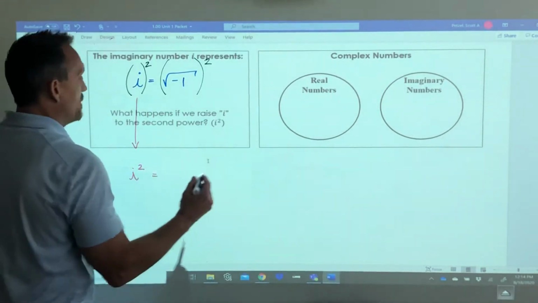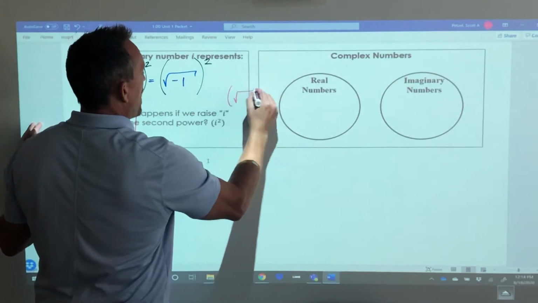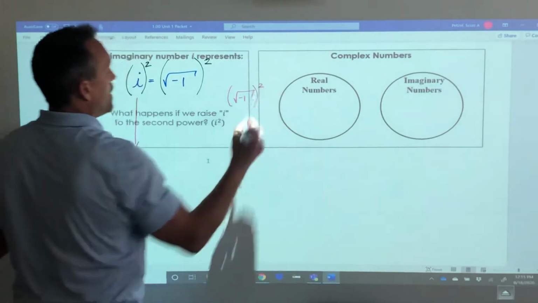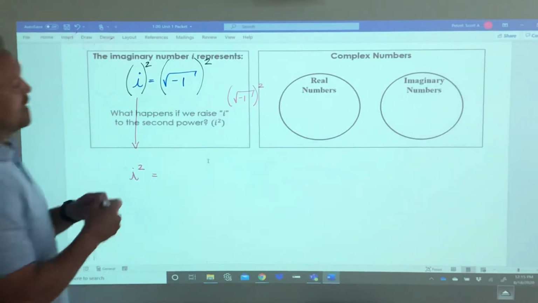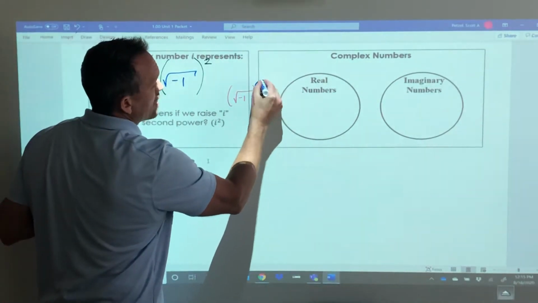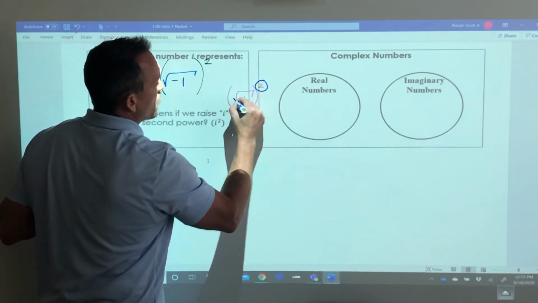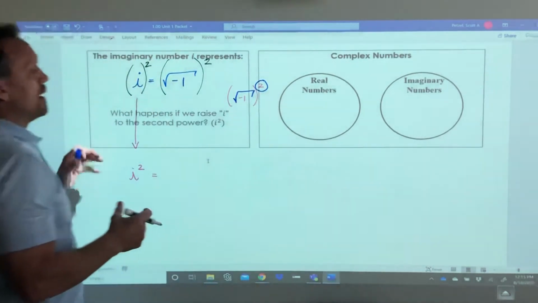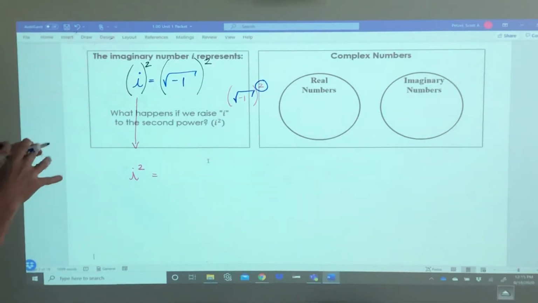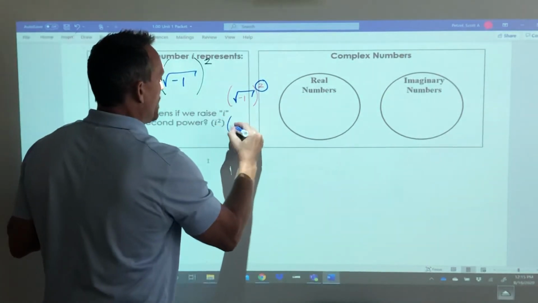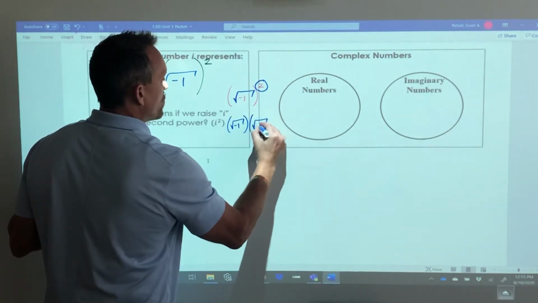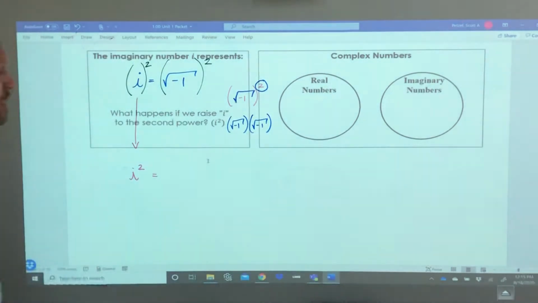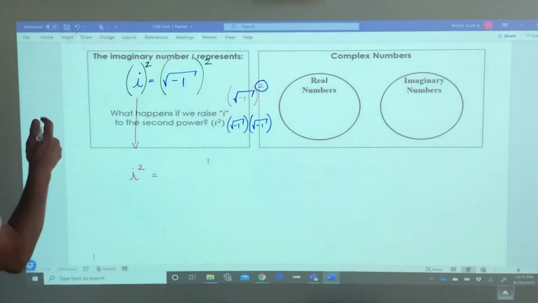So what happens to our square root of -1 squared? Well, if you don't remember how to handle this, anytime you square a square root, it simply cancels it out. So what that's saying is this would be the square root of -1 times the square root of -1, which would basically mean that it cancels it out. Very similar to how we had before.